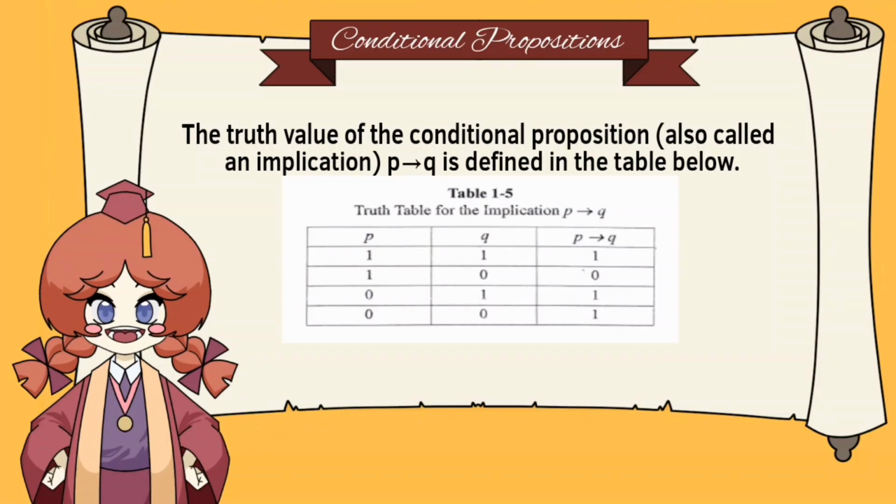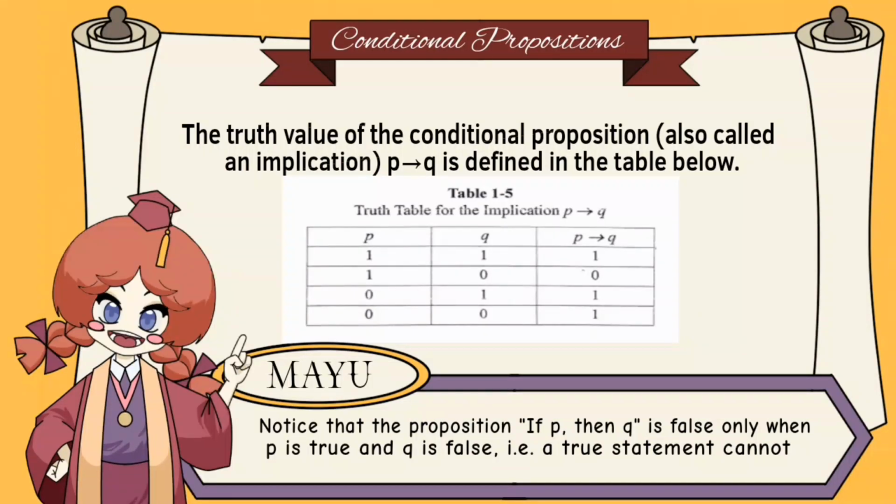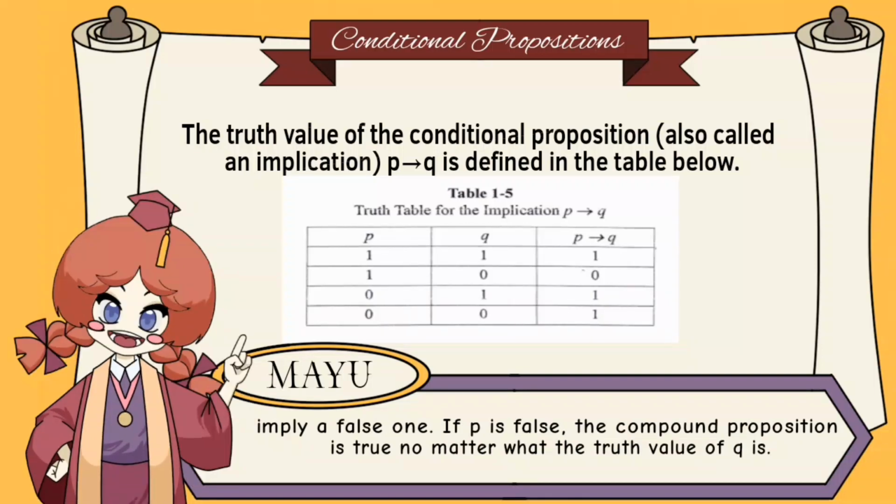The truth value of the conditional proposition, also called an implication, P implies Q, is defined in the table. Notice that the proposition, if P, then Q, is false only when P is true and Q is false. That is, a true statement cannot imply a false one. If P is false, the compound proposition is true no matter what the truth value of Q is.